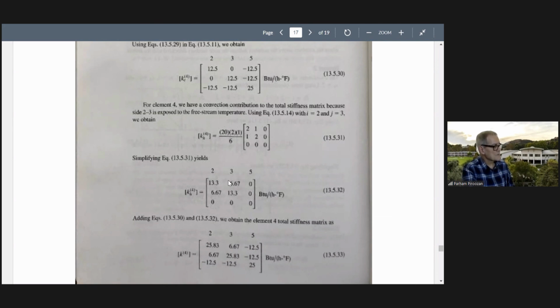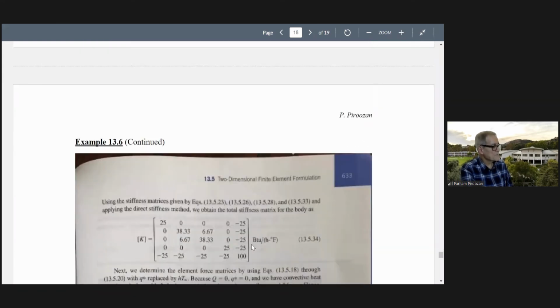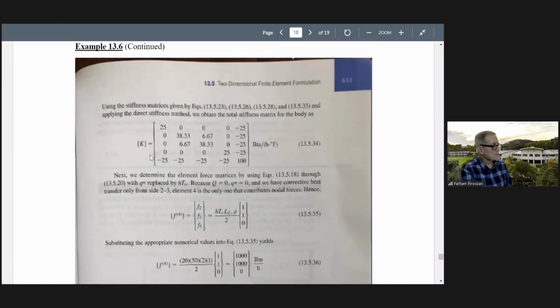12.5, let's check 12.5 plus this one, it would be 25.8. Yes, this is this one. So add them together, we get this one. This is K sub C, this is K sub H. Time to create, we need still force vector. This is our global stiffness vector. This is our global heat conduction matrix, putting them together.